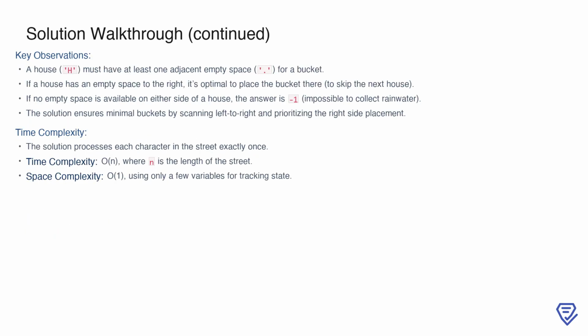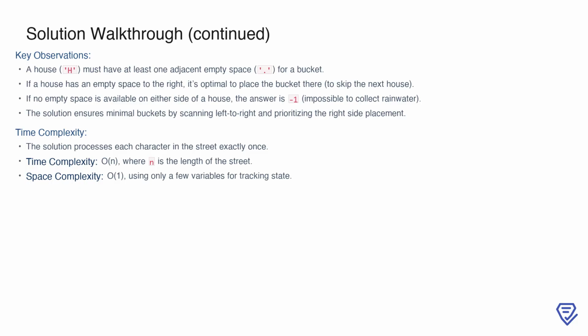From these examples, we can draw several key observations. First, a house, represented by H, must have at least one adjacent empty space for a bucket. When a house has an empty space on the right, it's optimal to place the bucket there to potentially skip the next house. If no empty space is available on either side of a house, it's impossible to collect rainwater, and the output should be -1.